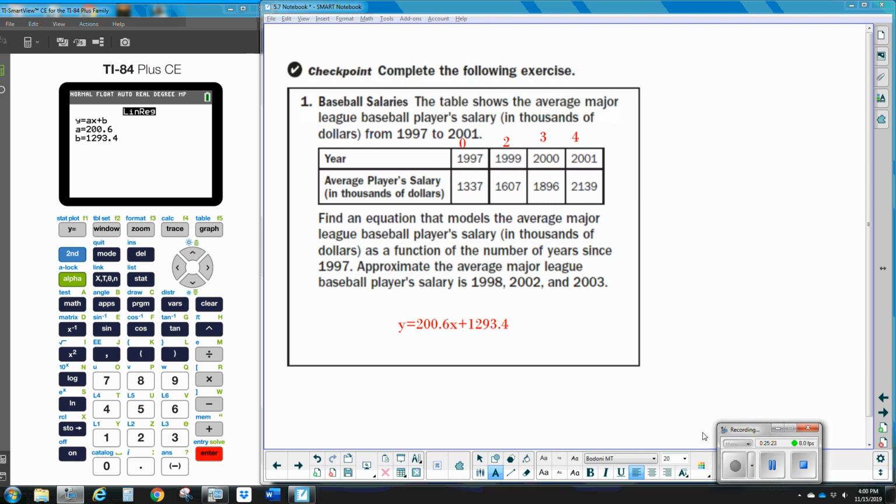So now I could use my equation to predict the average player salary in 1998, or anything outside of this data I could use this equation for. You could have rounded y equals 201 plus 1293 or something like that, but I would say in general round to 1 decimal place at least.